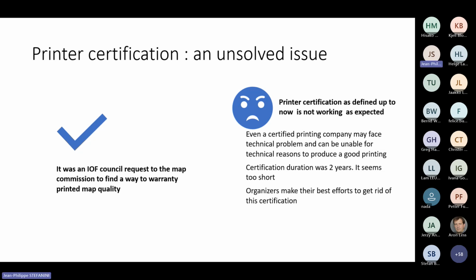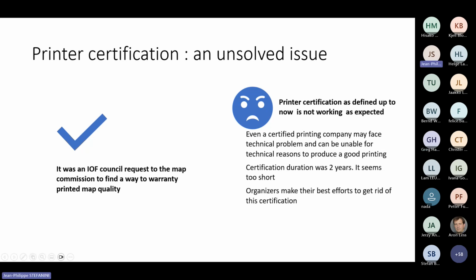The second point was the fact that certification was planned to have only a 2 years valid period. It's too short. And we also know that many organizers make their best effort to get rid of that. So we have to find a new solution. It's clear that presently we have made no decision on that. We want to discuss that with the Photo Commission at the next joint meeting.